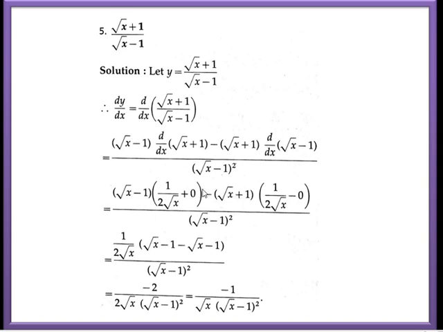You have to simplify by finding LCM and so on to get final answer as what? Minus 1 upon root x into square of root x minus 1.